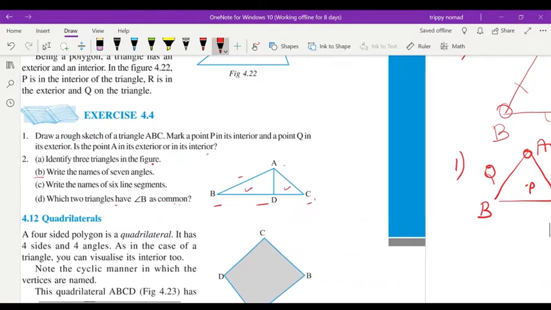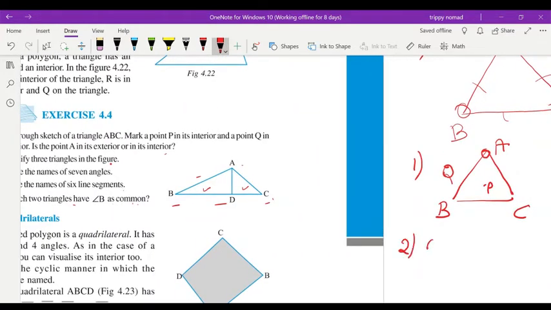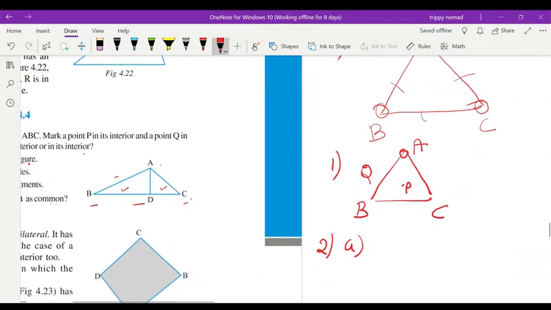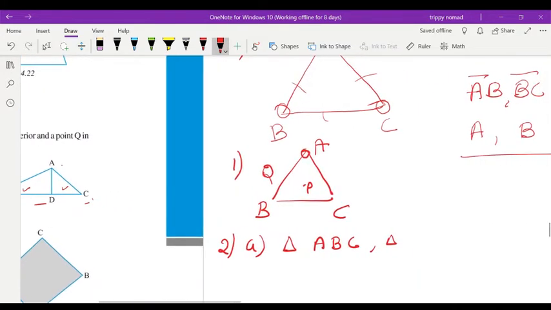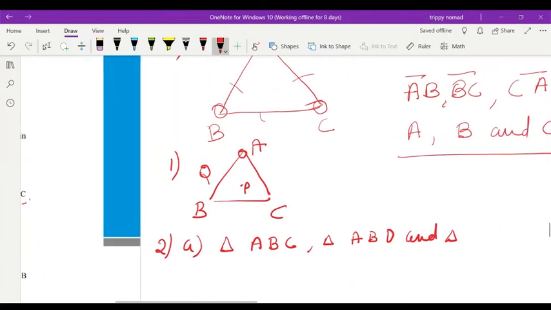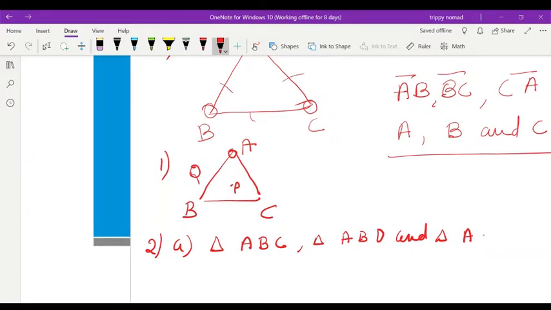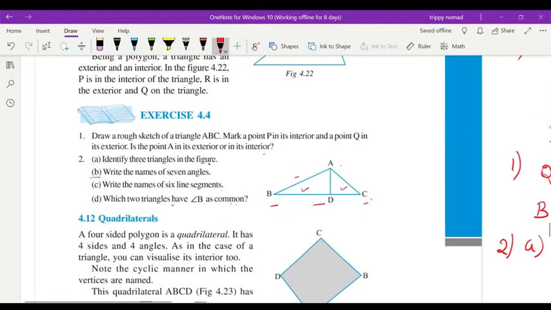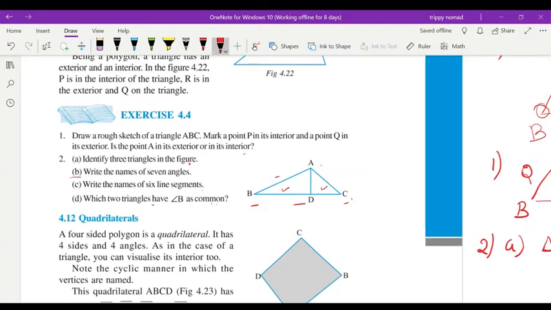So what will be the answer of this question number two? A part. What will be the answer of that? Triangle ABC, the complete one, whole one. Then triangle ABD, ABD, and triangle ADC. I hope you understood.